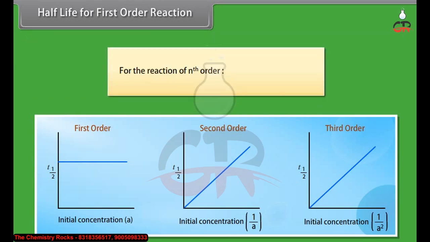For the reaction of nth order, T half is inversely proportional to A naught raised to the power n minus 1.